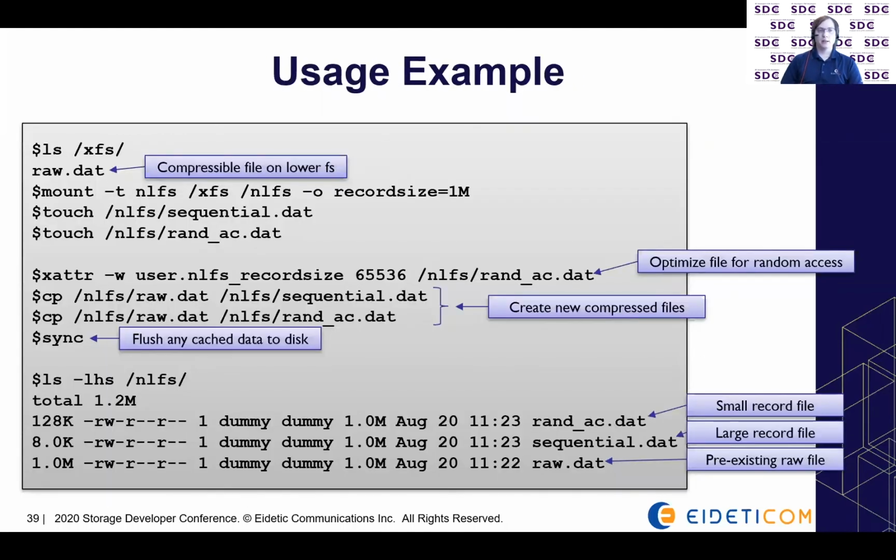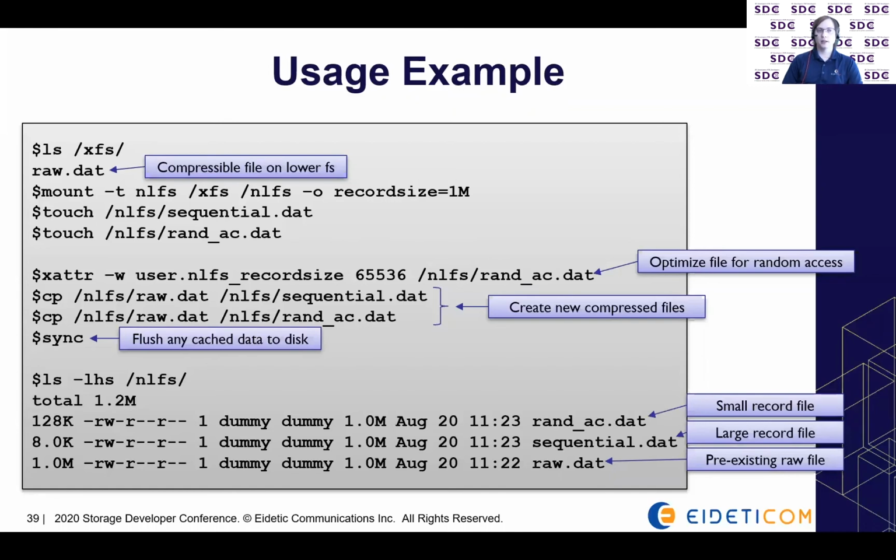Here we have an example usage of NoLoadFS. We have a XFS formatted drive mounted to /XFS. It contains a pre-populated raw.dat file. This is pre-filled with compressible data. We then mount NoLoadFS on top of this XFS mount point to the NLFS/NLFS mount point using a default record size of 1 megabyte. We then touch sequential.dat and rand.dat data files. This creates 2 new files which will be encoded by NLFS.